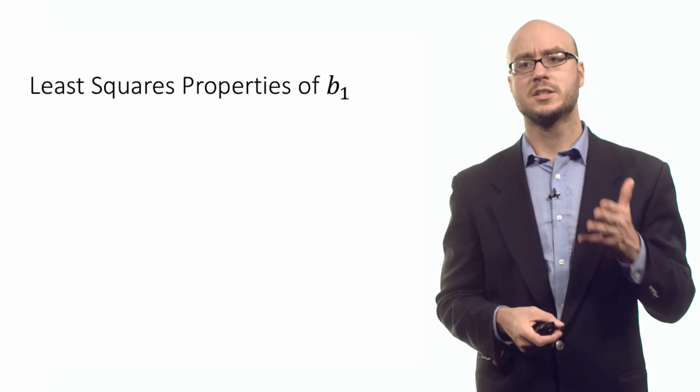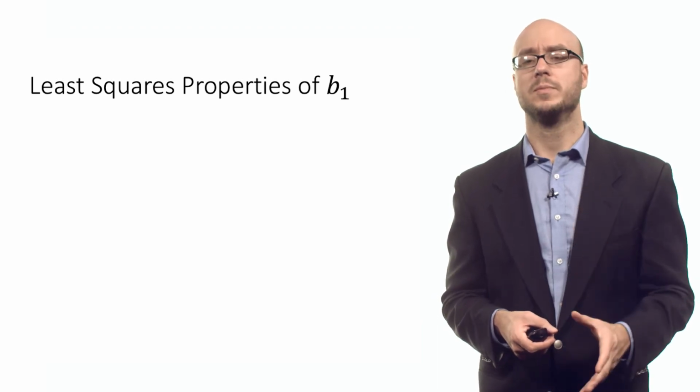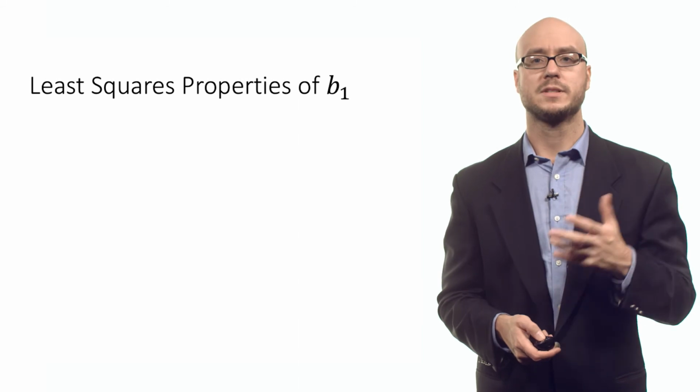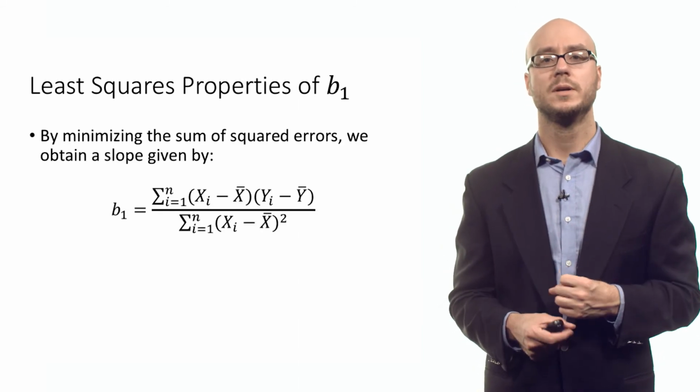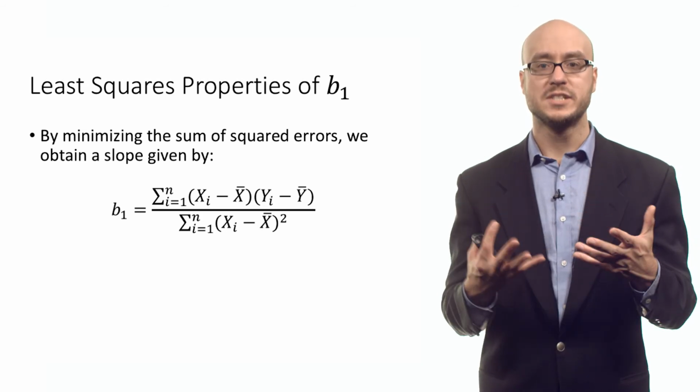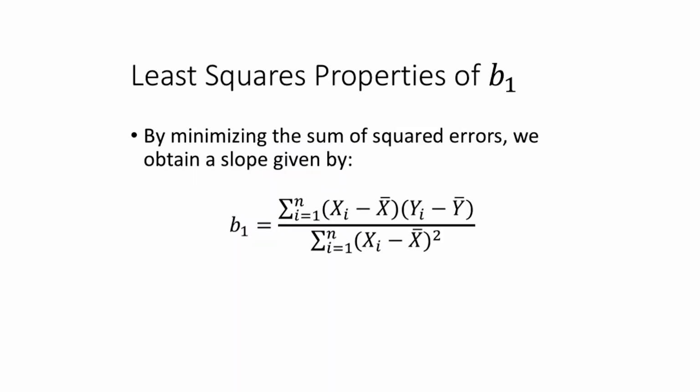So let's look at some of the least squares properties of the slope. That is, by minimizing the sum of squared errors, we get several interesting characteristics or properties of the slope. So by minimizing the sum of squared errors, we obtain a slope with this equation. This should look somewhat familiar to you. We're just using the sigma notation.